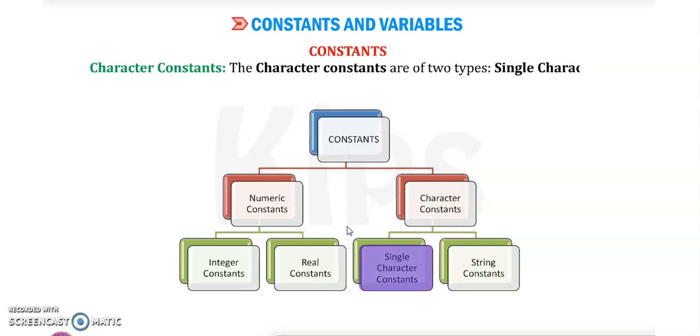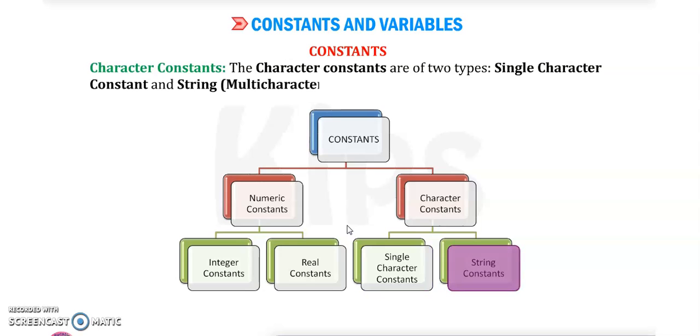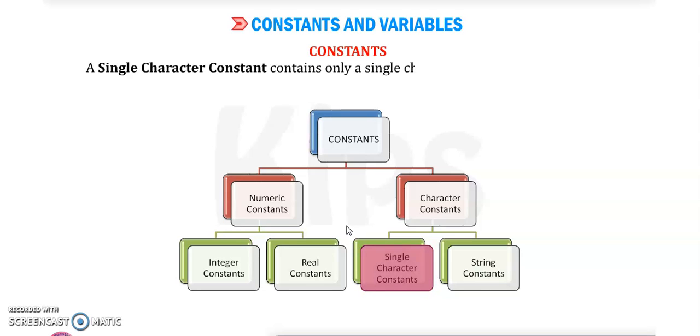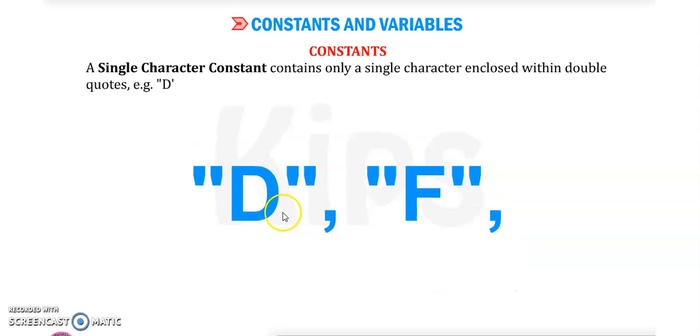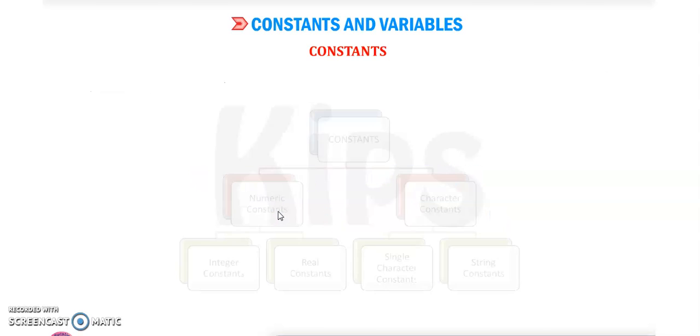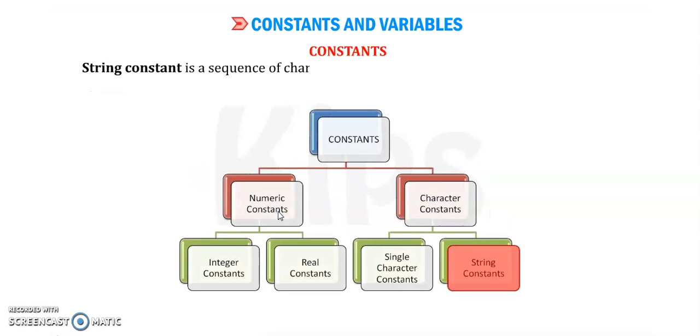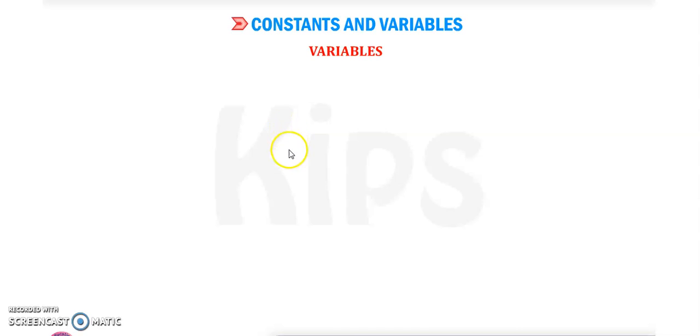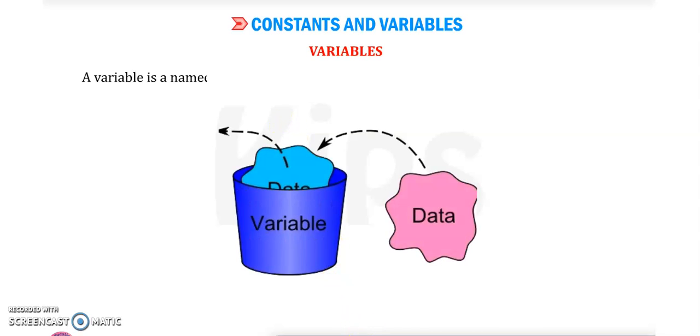Next is character constants. Character constants are of two types, single character constants and string multi-character constants. Single character constants contain only a single character enclosed within double quotes. We can write like this, double quote, then a letter or word, etc. A string constant is a sequence of characters enclosed within double quotes, for example, "KIPS, welcome to basic programming". All the words in the sentence we have to write in double quotes.